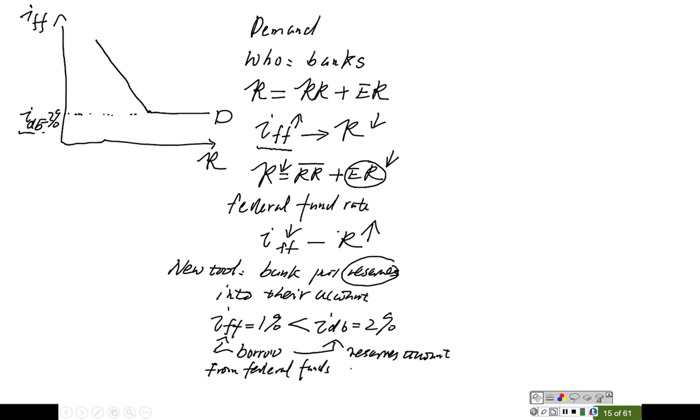And without any effort, the bank can earn a 1% profit here. This 1% profit is the difference between the interest on the reserve and the federal funds rate. So they simply borrow money at a lower rate and invest it into the reserve at a higher rate.